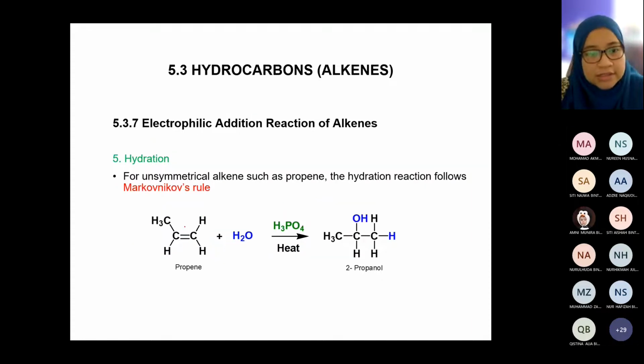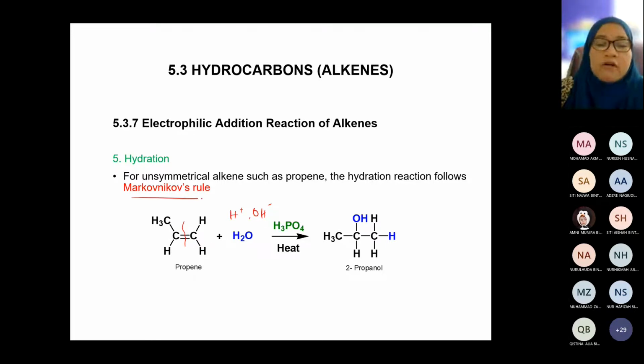But this is unsymmetrical. When you try to break this one down, you get two different products. So this is what we call unsymmetrical. If an unsymmetrical alkene is used as starting material, how do we predict the product formed? Because H2O will have H+ and OH minus, and these two will be added into the molecule. So which carbon does each go to? Which carbon does the OH go to?